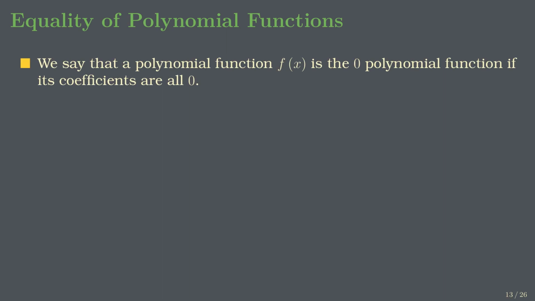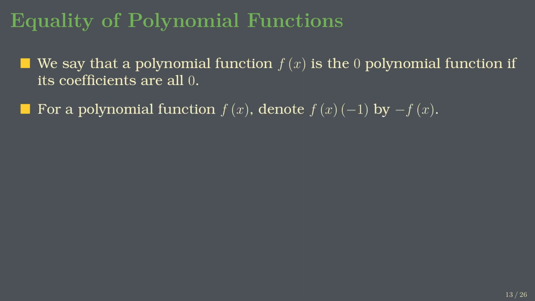Now we come to define the equality of polynomial functions. Here we adopt the way to define two equal numbers. So remember that if you want to define two equal numbers, you can actually first define the equality between a number and 0. Then after that, you say that a number m is equal to a number n if the difference m minus n is actually 0, right? So first of all, you say that a polynomial function f(x) is a 0 polynomial function if all of the coefficients of f(x) are actually 0.